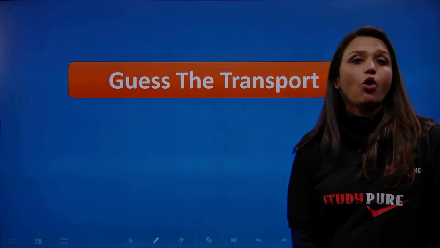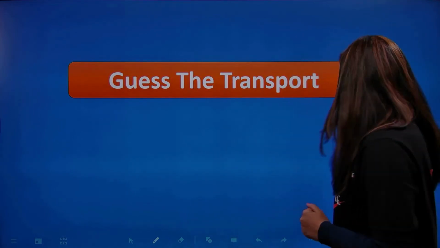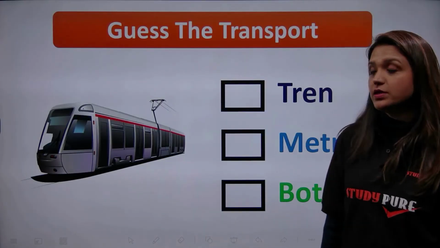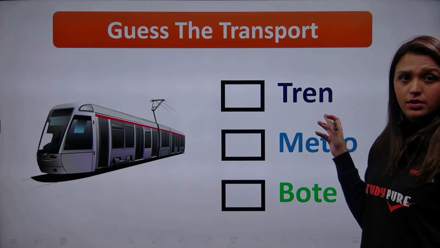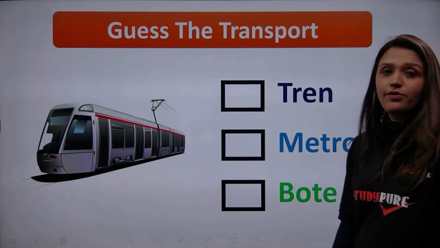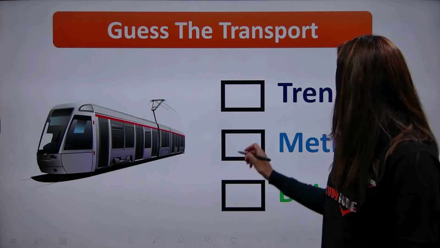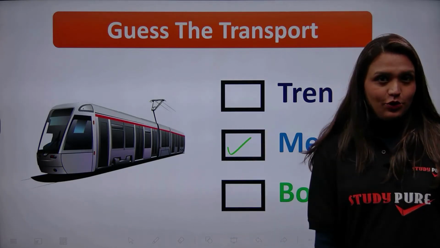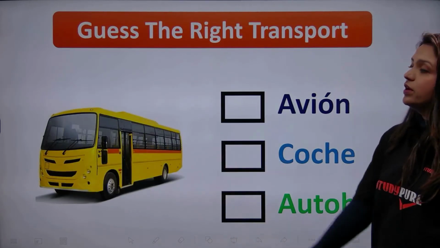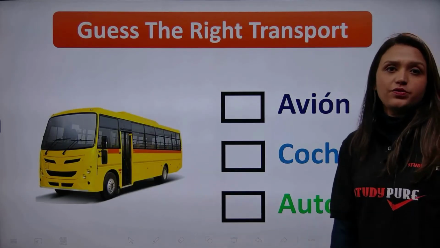So in this game, you all have to guess the right transport. Can you all see this image? Which one do you think it is? Is it a train? Is it a metro? Or is it a bote? Yes, you're all right. It is a metro. Muy bien.